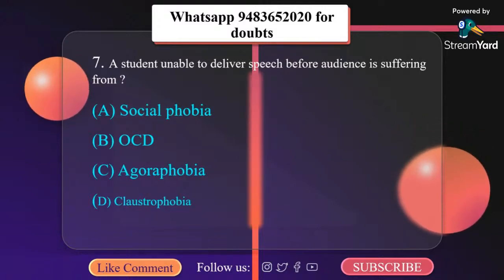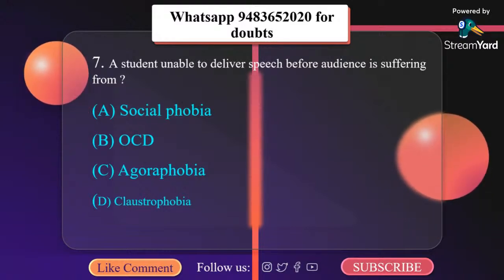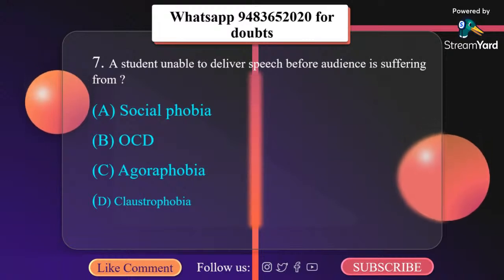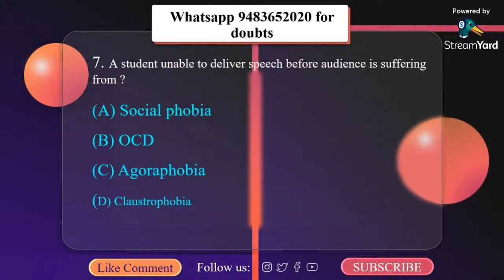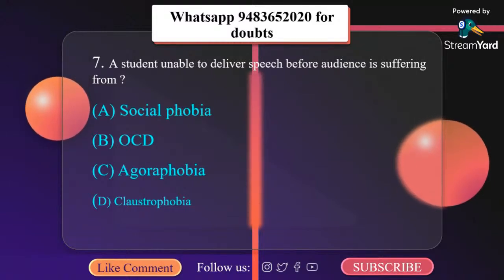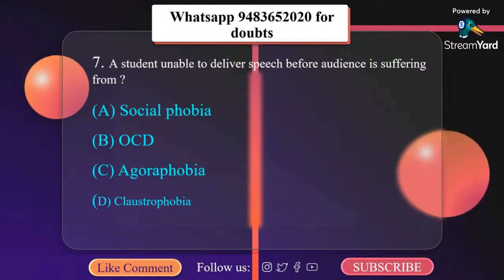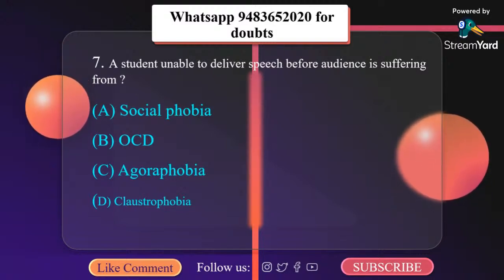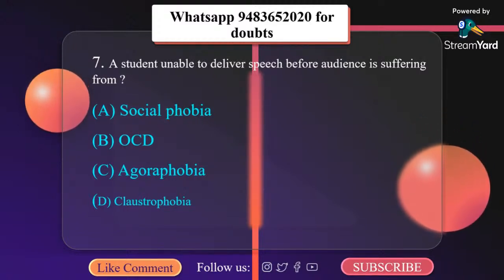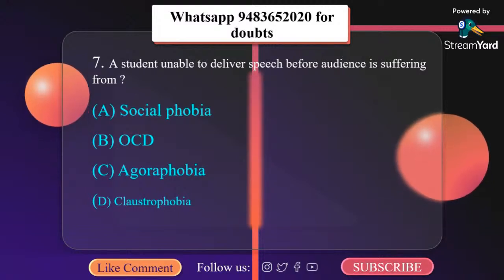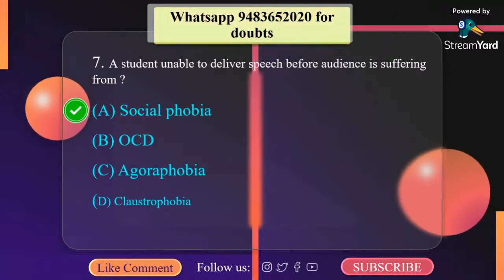Then comes simple phobia or specific phobia. These are phobias limited to highly specific objects or situations. They include claustrophobia, fear of closed spaces; acrophobia, fear of high places; zoophobia, fear of animals; pyrophobia, fear of fire; xenophobia, fear of strangers; algophobia, fear of pain; thanatophobia, fear of death; mysophobia, fear of dirt, germs; erythrophobia, fear of blushing; cytophobia, fear of eating; cynophobia, fear of dogs; hydrophobia, fear of water. So the correct answer here is social phobia.